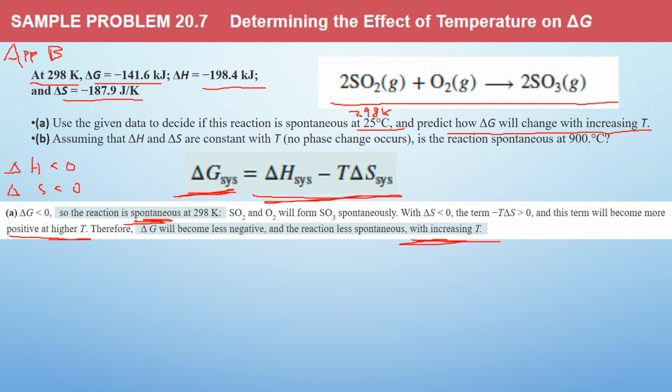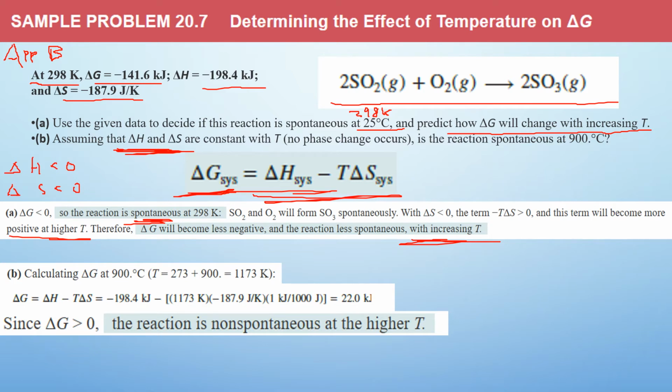For part B, assume that delta H and delta S are constant with T, meaning that when you change the temperature, these two values don't change. They remain constant. So I ask you, is this reaction spontaneous at 900 Celsius? Again, pause the video to try to solve this by yourself, or just use this equation. It's pretty straightforward. First, I will convert Celsius into Kelvin. That's the temperature in Kelvin. Then I use this equation directly.